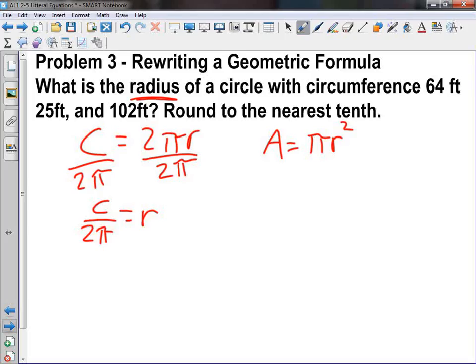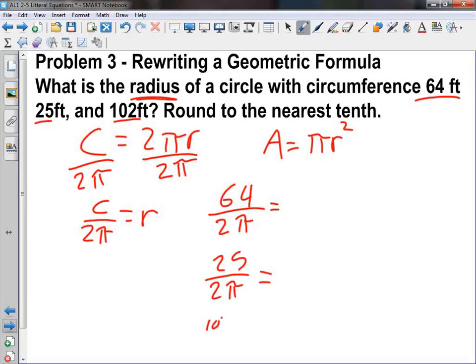Not done yet, right? Because they want to know what the radius is when the circumference is 64. What am I going to do with that 64? I'm going to evaluate, right? I'm going to put in 64 for my C over 2 pi, and that's going to equal some r. How many problems do I need to do right now? 3, right? 25 and 102 as well. So I need to do 25 over 2 pi and 102 over 2 pi, okay? I need some help figuring these out.